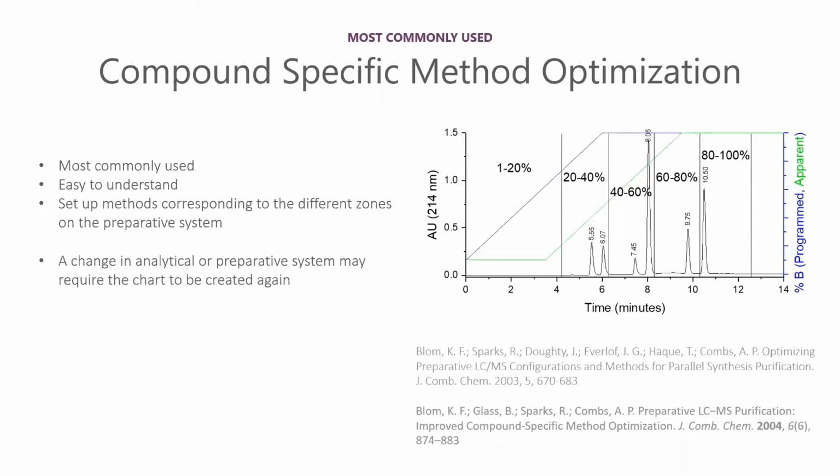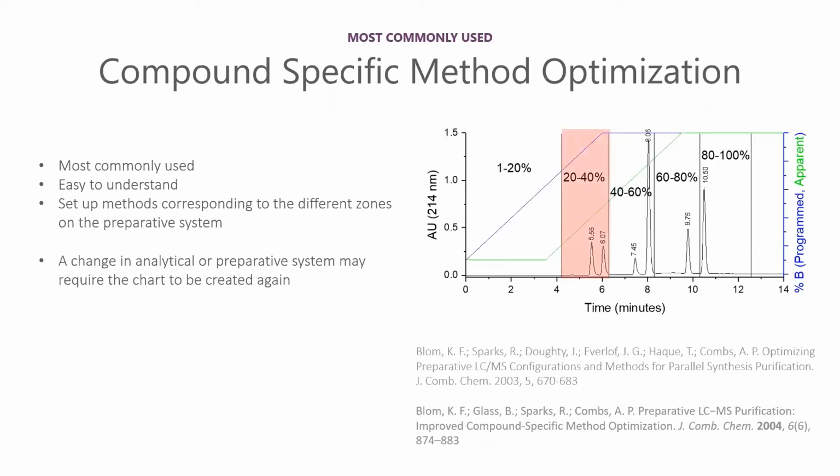Compound-specific method optimization is very commonly used. I see similar charts as shown in this slide in many labs. I tend to call it zones because the scouting gradient is divided into different zones. It is easy to understand, but it does take a bit of time to create the zones and methods. A change in either the analytical or prep system means the zones need to be created again because of differences in dwell and column volume.